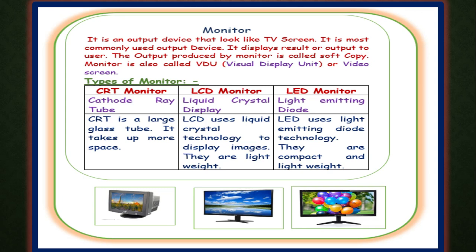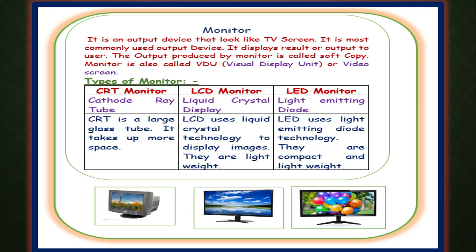So if we consider output devices, then monitor is one of the most commonly used output devices and it looks like a TV screen. There are two types of output: hard copy and soft copy. Hard copy means that it will give the result to the user on paper, and soft copy means it will display the information on the screen. So a monitor will produce soft copy, because it shows the result or information to the user on the screen. So monitor is also called video screen.